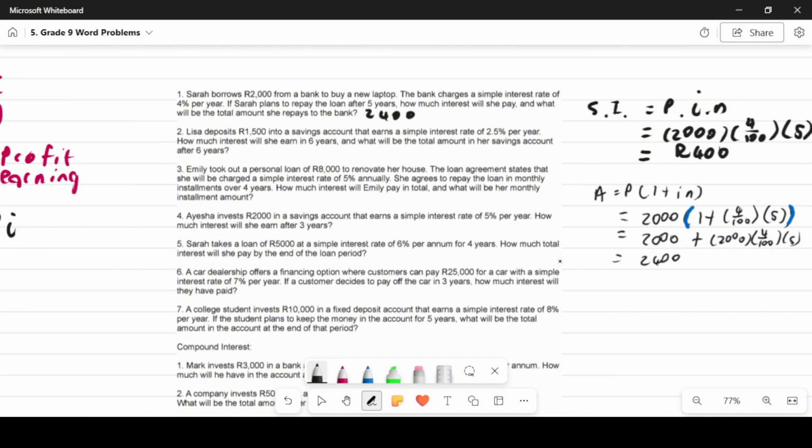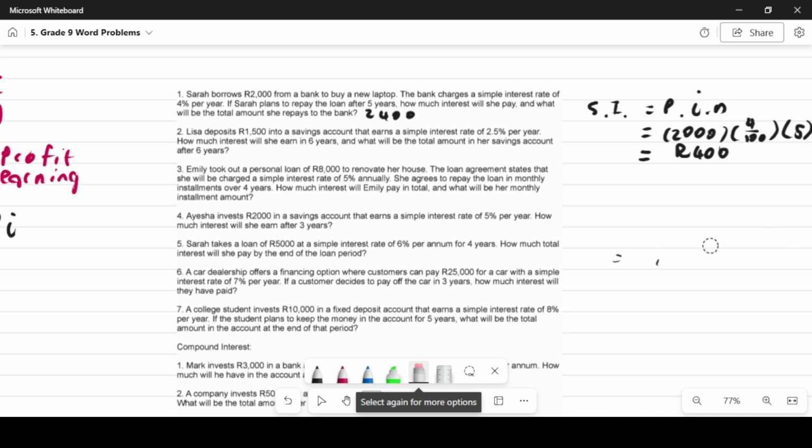Right? They can go a step further. They said that if she made equal monthly repayments to the bank, how much was a monthly repayment? Then it'll be 2,400 divided by 5 years multiplied by 12 months. So how many months are there in 5 years? You'll say 5 times 12, which will be 60. So 2,400 divided by 60 gives you 40 Rand. So she paid 40 Rand per month to the bank. Very simple, very logical ideas.